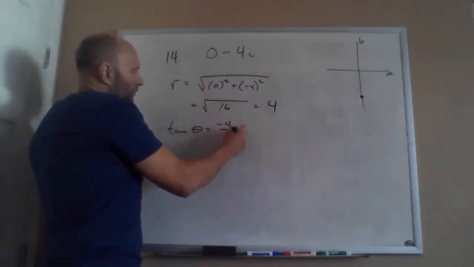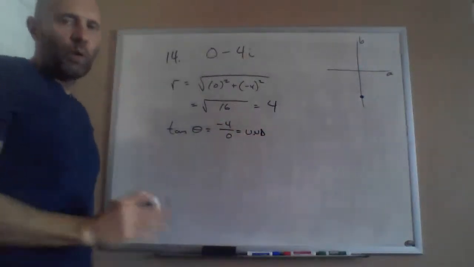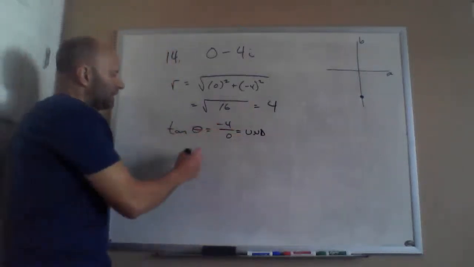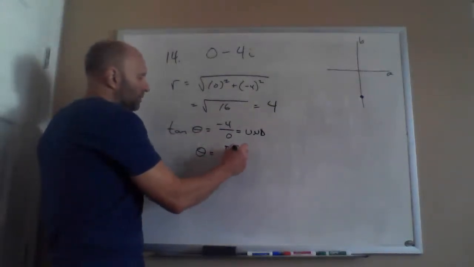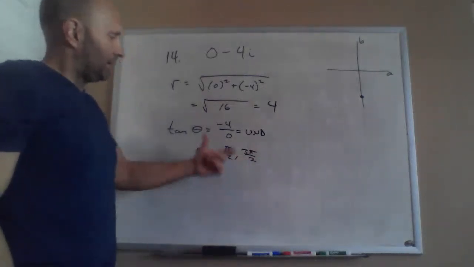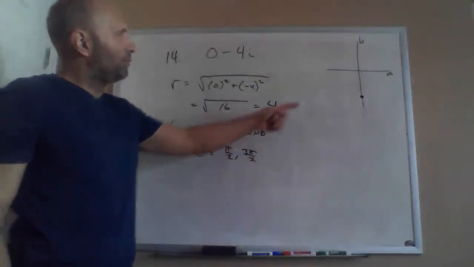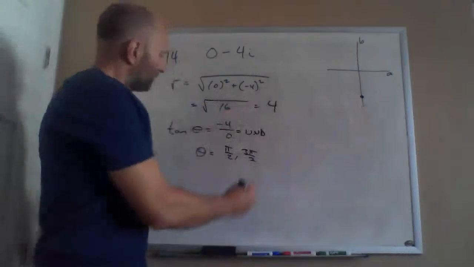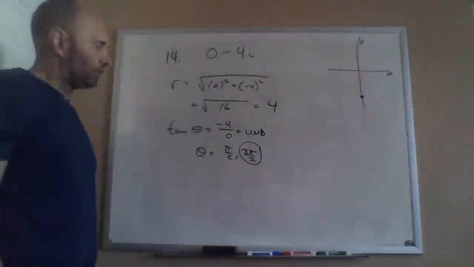So -4 over 0, this is undefined. So where on my unit circle is tangent of theta undefined? That's when theta is either pi over 2 or 3 pi over 2. And again, I'm always going to have these two possibilities, and it has to end up where? It has to end up down here at the bottom of the axis system. So that means the theta I need is going to be 3 pi over 2.